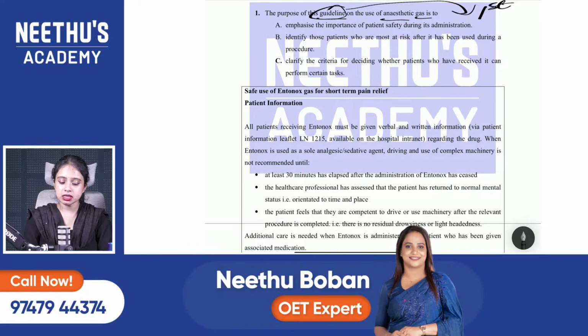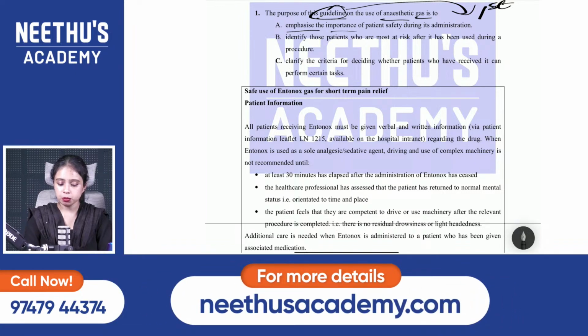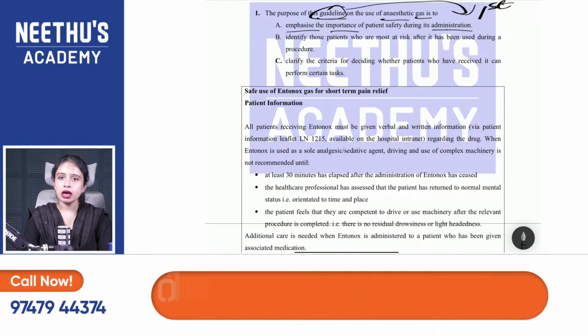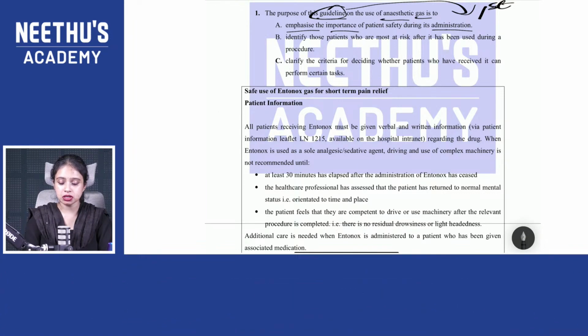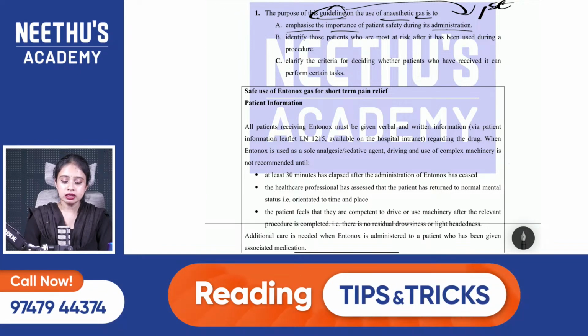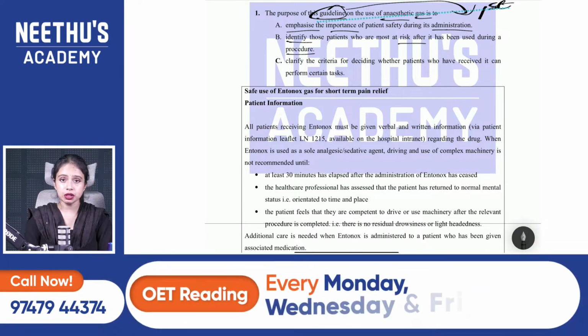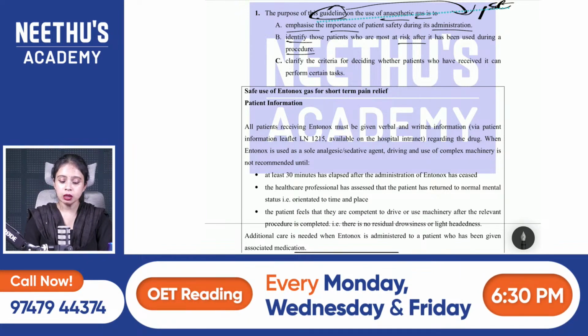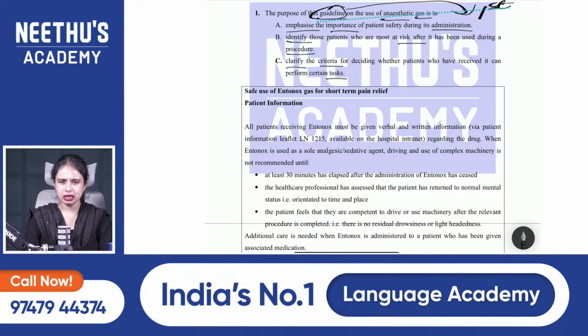And option A, emphasize the importance of patient safety during its administration. So the keywords are emphasize, importance, administration. And option B, identify those patients who are most at risk after it has been used during a procedure. So the keywords are identify, risk, and procedure. And option C, clarify the criteria for deciding whether patients who have received it can perform certain tasks. So clarify, criteria and certain task or perform. Okay, so I'm underlining task here.